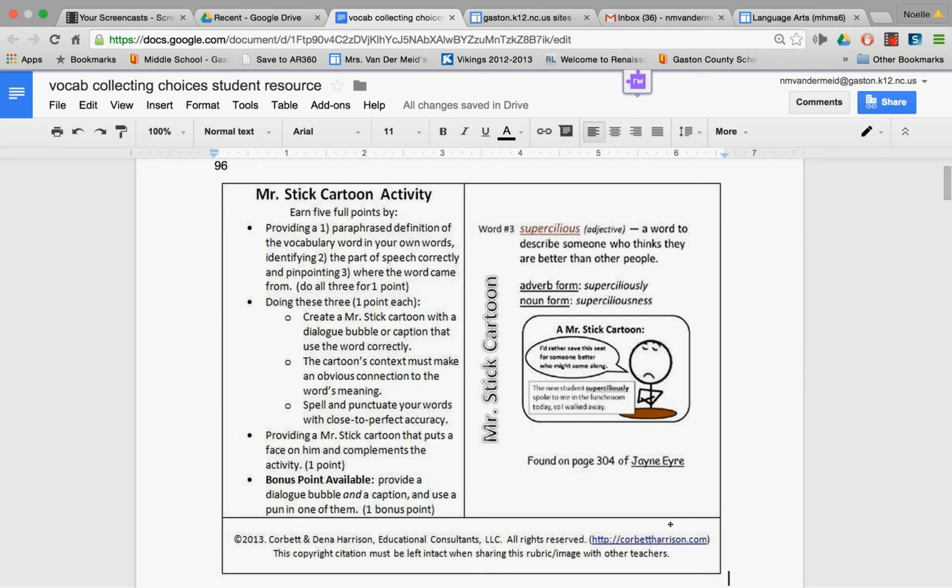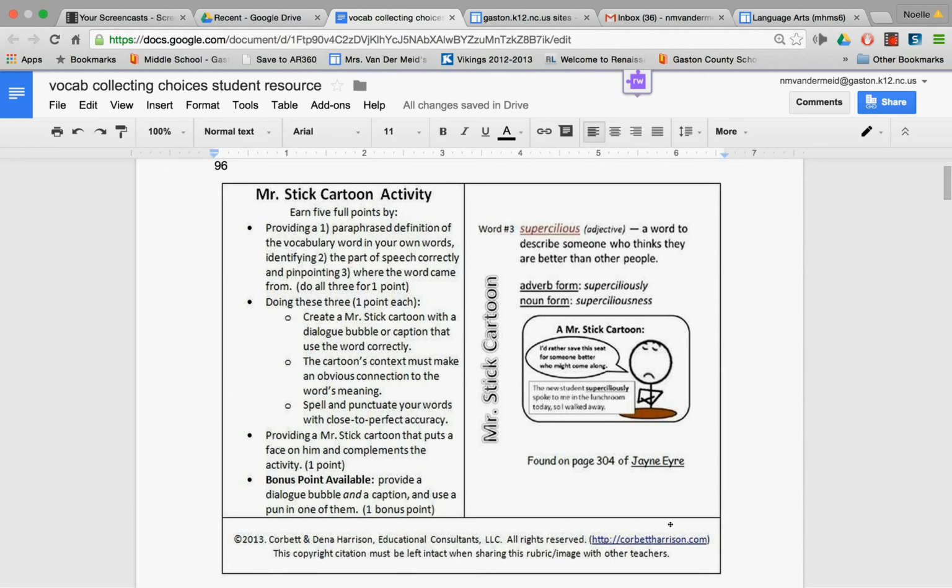Underneath that, you see there are 2 forms of the word supercilious, an adverb and a noun. These are going to be listed right in the book. But what you'll find as you go throughout the year, these other parts of speech will develop a pattern, and you'll be able to recognize the adverb form of a word or the noun form of a word the more that you do this.